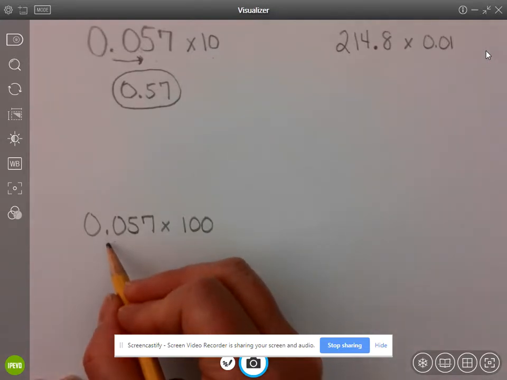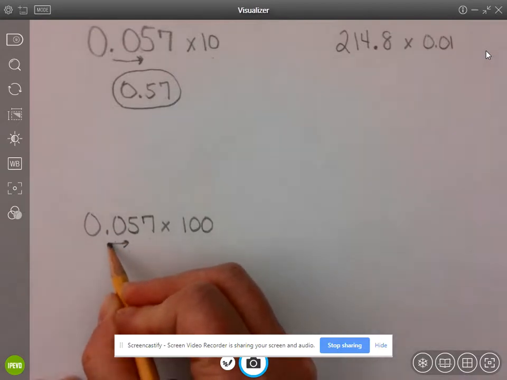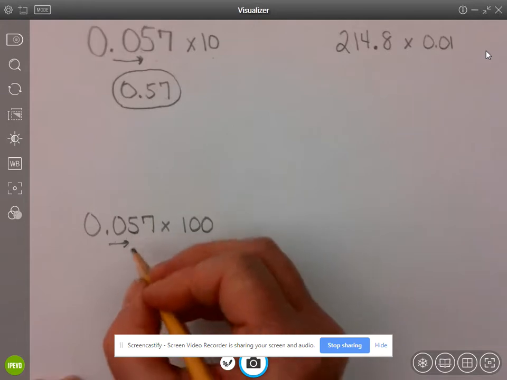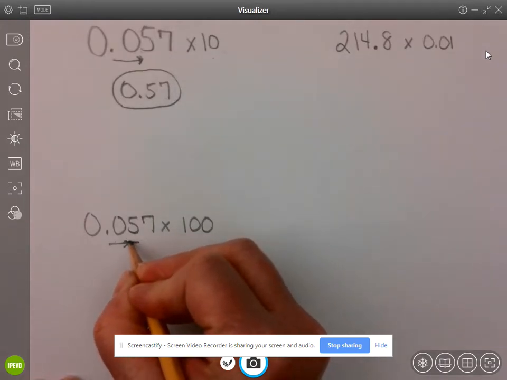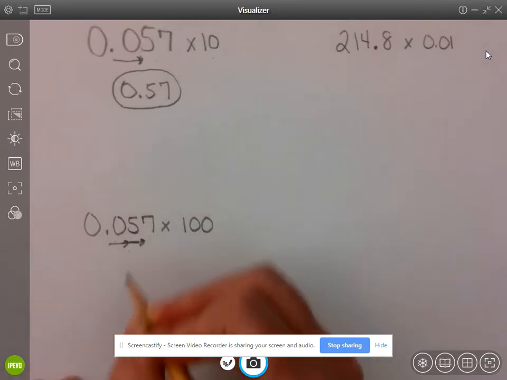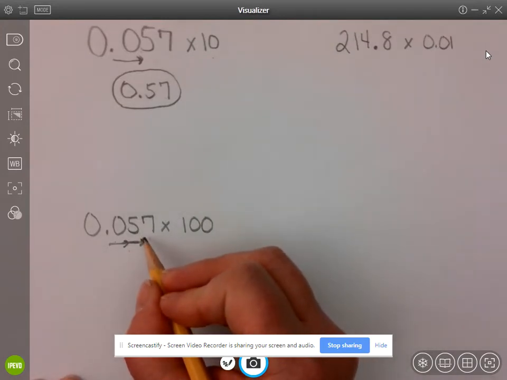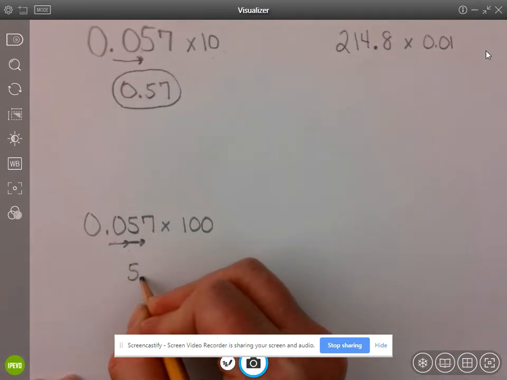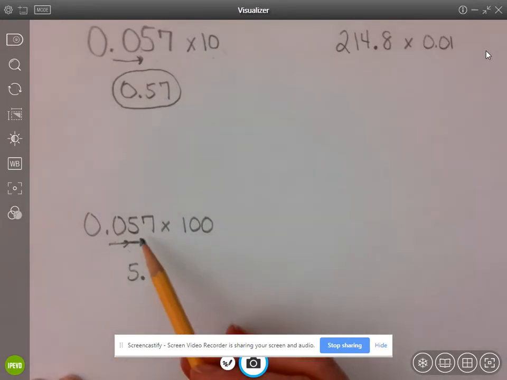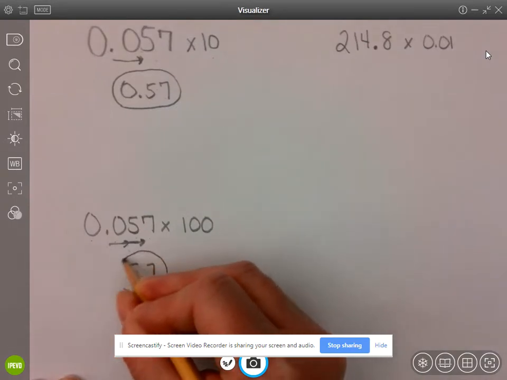So I am going to move it once. I'm going to draw an arrow. This is where it started, this is where it ends, and then I'm going to move it twice. This is where the decimal point starts, and this is where it ends at my second move. And I can see that I'm going to place it in between the 5 and 7. I'm going to have 5 and 7 tenths. Notice that the 5 moved over 2 places to the 1s. It's now in a place that's 100 times greater. So my answer here is 5 and 7 tenths.